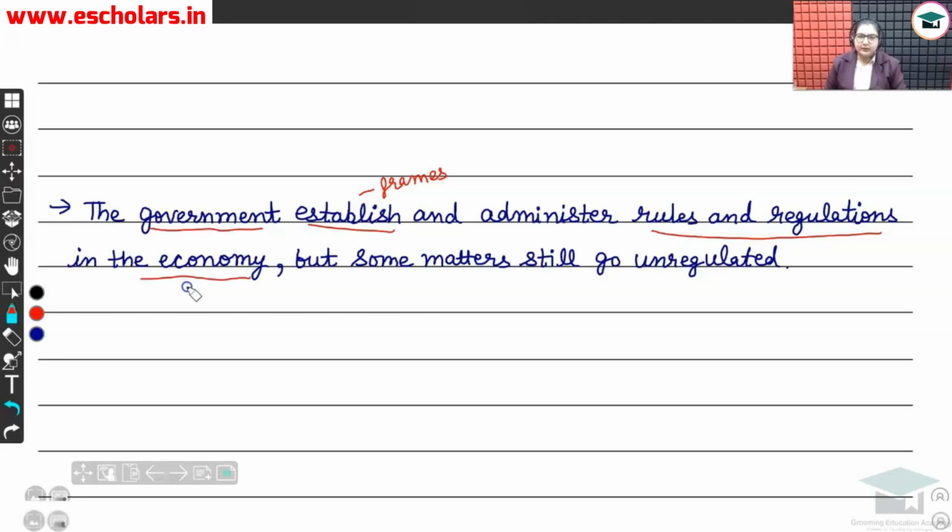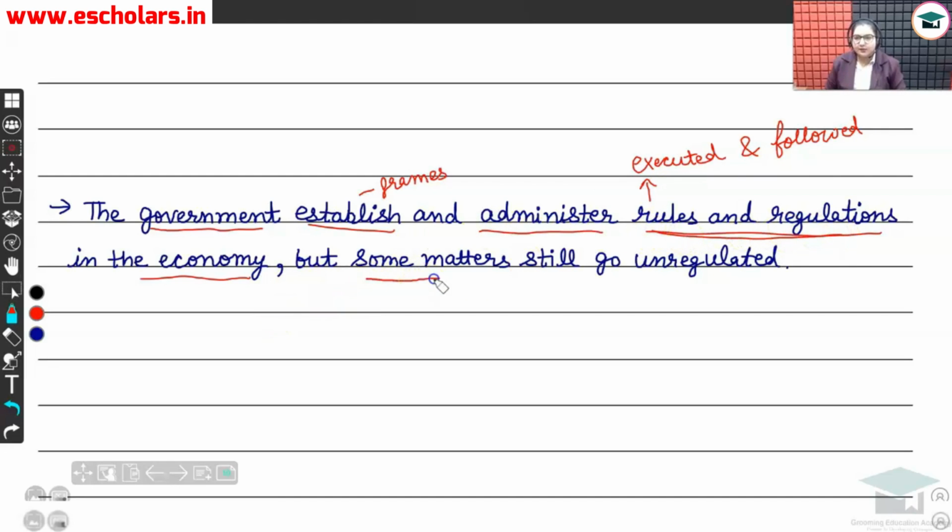Now, not only does the government establish the rules and regulations, the government also ensures that these rules and regulations are properly executed and followed by the people living in the economy. That is, the government administers these rules and regulations.